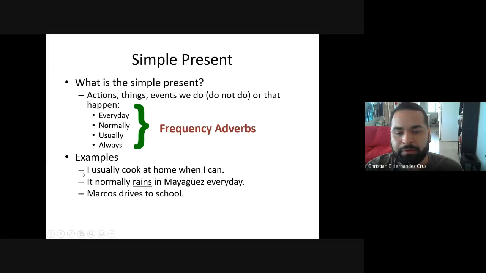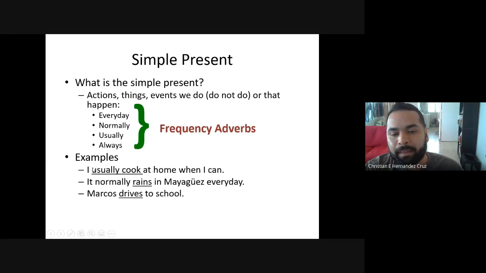I usually cook at home when I can. It normally rains in Mayagüez every day. And we don't need a frequency adverb, though. We have usually and every day in these first two sentences. But in the third sentence, Marcos drives to school, there is no frequency adverb. All three of these sentences are in the simple present. And they don't always need frequency adverbs.